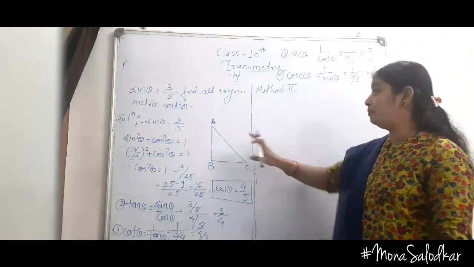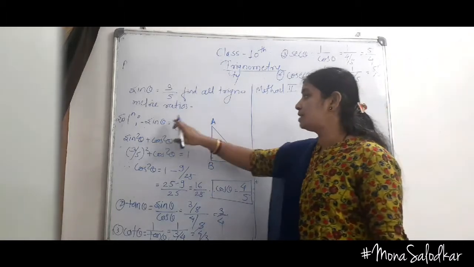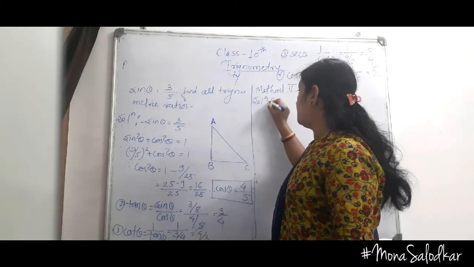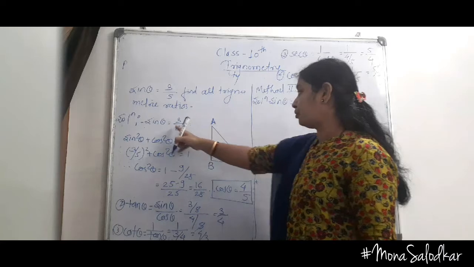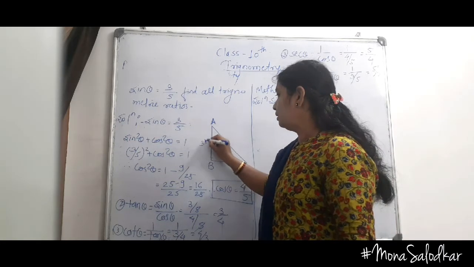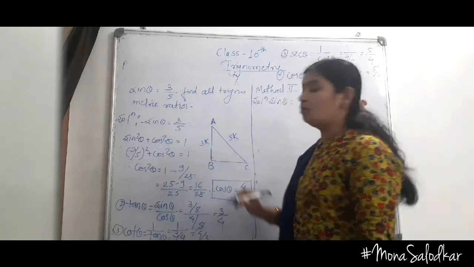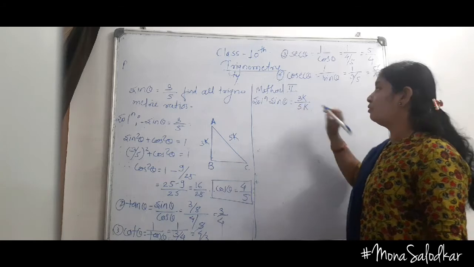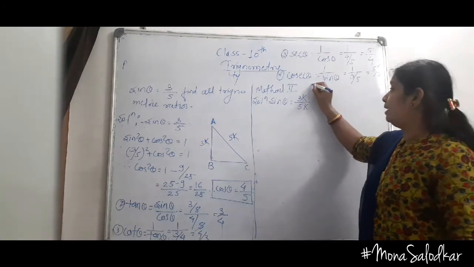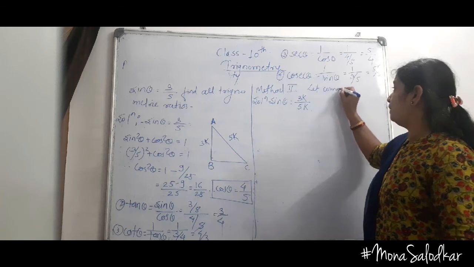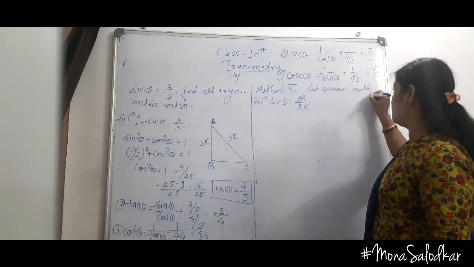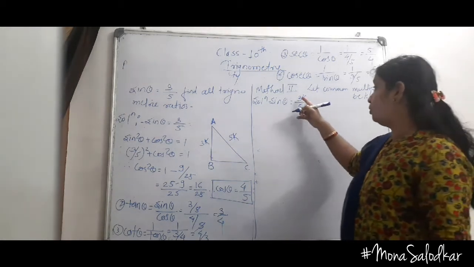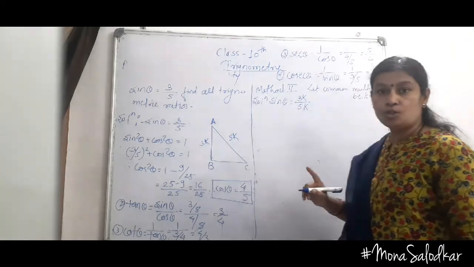Now, if you want to use the Pythagoras theorem, then here what is given? Sin theta is 3 upon 5. Now the second method: sin means opposite upon hypotenuse. So, opposite and hypotenuse. You have to take, let the common multiple be k. So sin here is 3k upon 5k. Always you have to take, let the common multiple be any variable. It is the second method. So you get here 3k.